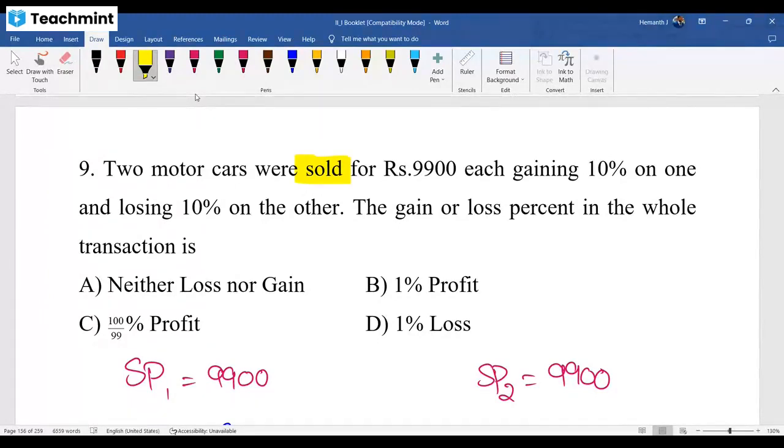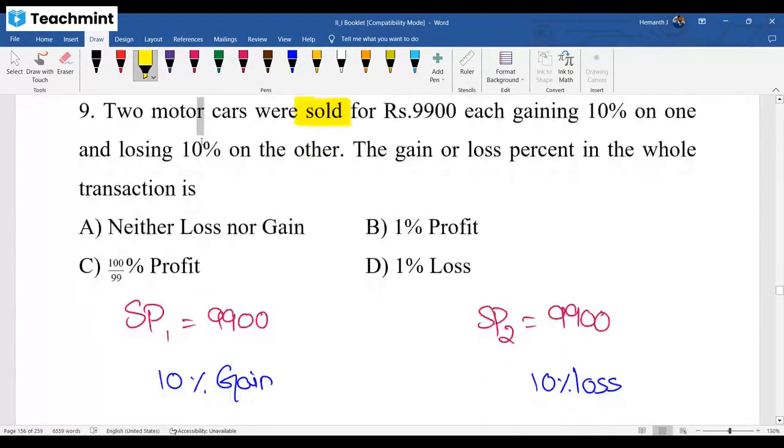If it is 3 selling prices, what will you do? Suppose I give 3 cars were sold for so and so amount, and first one gain, second one loss, third one gain, some percentage will be mentioned. Can't we solve that? If it is 3 also, what will we do? SP1 plus SP2 plus SP3 is overall SP. They will mention profit or loss.